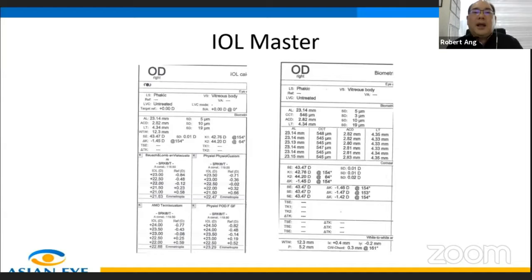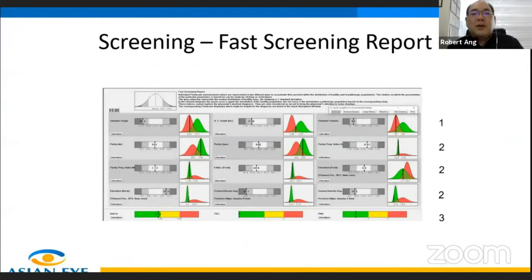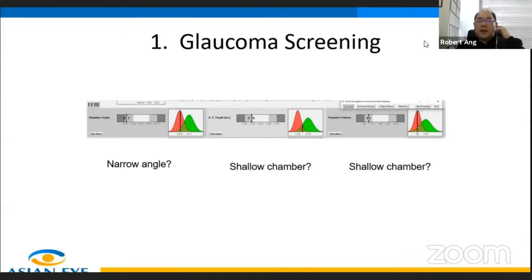Now, how did the Pentacam aid me in this patient in terms of decision making? So first, we have the fast screening report, and I divide the fast screening into three levels. Level 1 is the glaucoma part, level 2 and 3 are the cornea part. So in the glaucoma screening part, we can see here that this patient has narrow angles and a shallow chamber. So I can use this parameter to actually show the patient why there's a suspicion of a primary angle closure in the future for him.